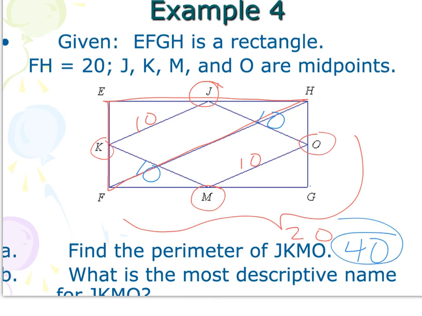What's the most descriptive name for JKMO? Well, it's got all congruent sides. It's either a rhombus or a square. Do I have 4 right angles for J, O, M, and K? Or at those vertices? No, I do not. So it is a rhombus. A rhombus. Oops.